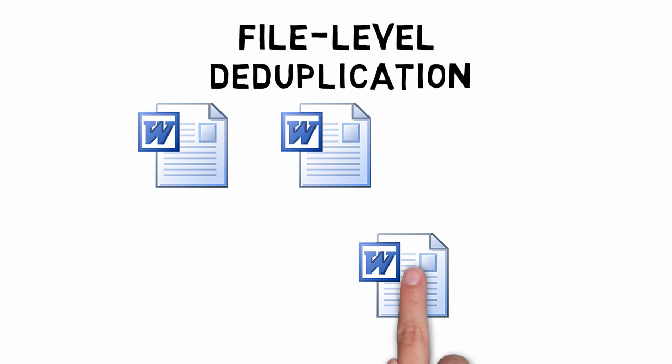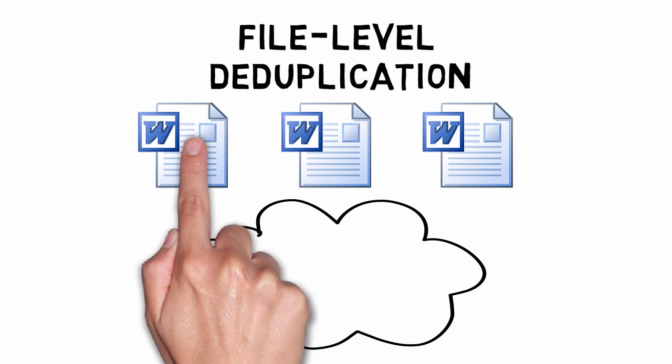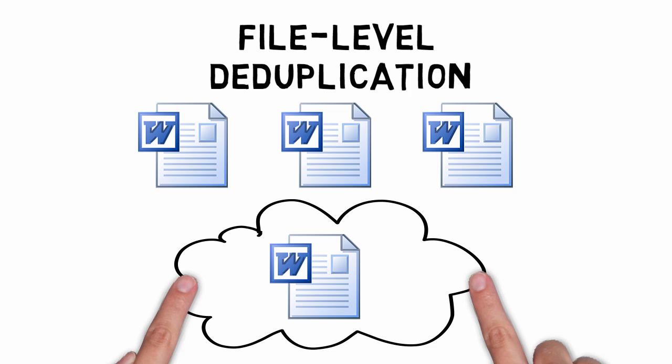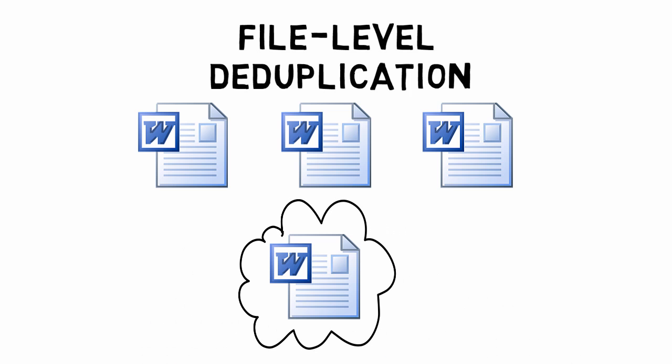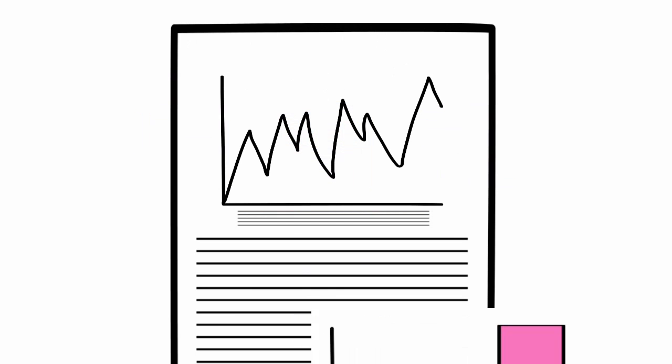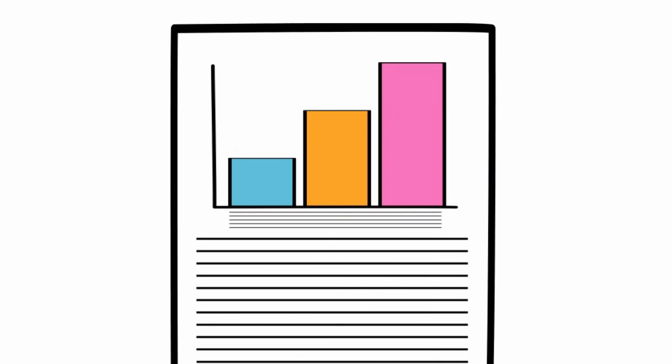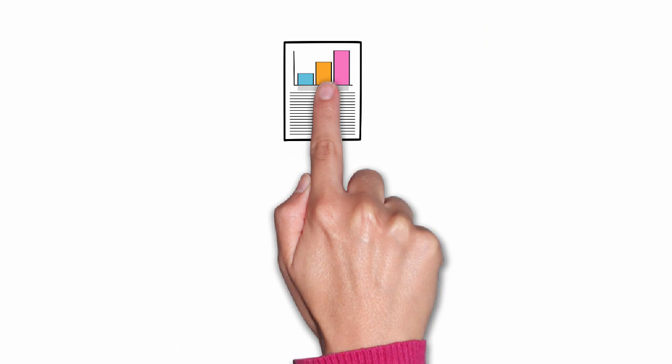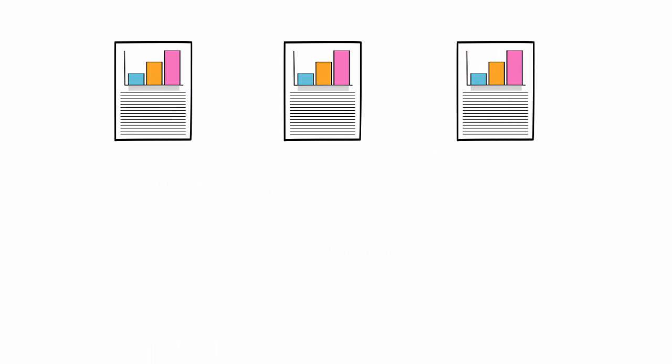They check for duplicate files, and they back up each unique file just once. Less storage space, less money. Sounds great, right? But let's take a closer look. I'll add one new chart to this report. I'll save the updated file, and I'll share it with the rest of the team.